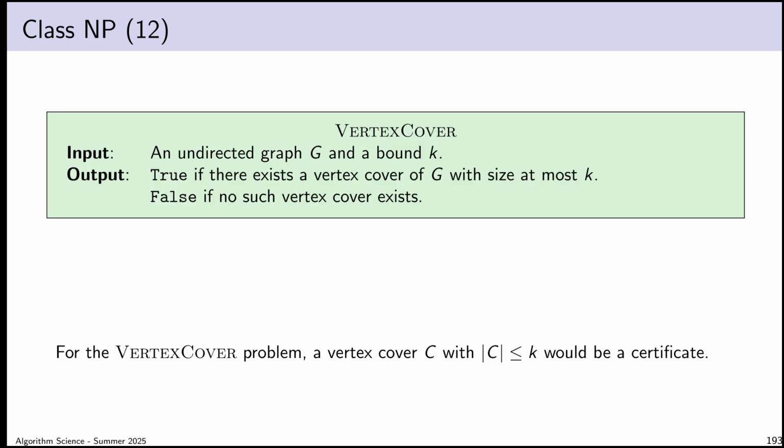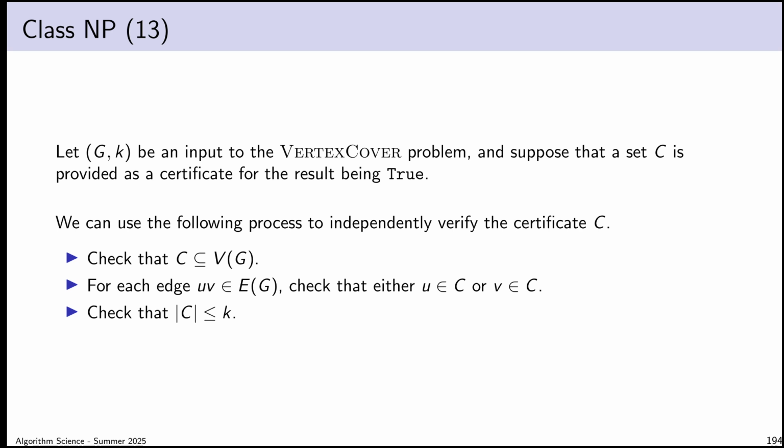What about vertex cover? Well, in the case of the vertex cover problem, the vertex cover itself would be a valid certificate. How would I check that? Okay, so let G, K be an input to vertex cover, and suppose that you hand me a particular set C and tell me that the answer is true based on the certificate C. Here is how I would verify that.